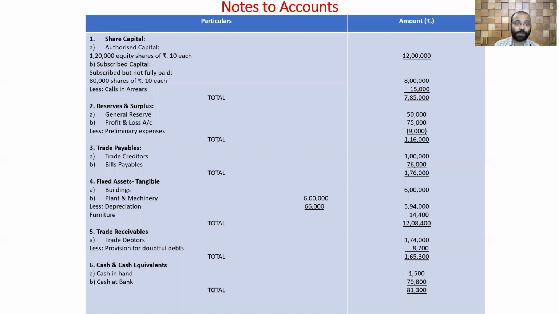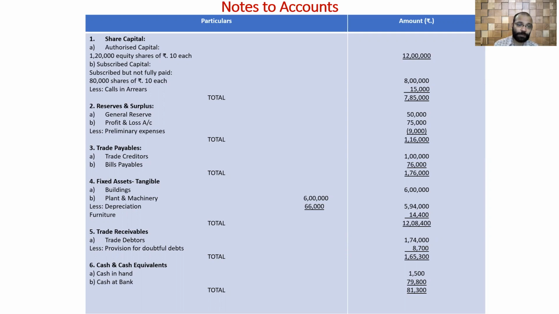Then we have fixed assets. So the liabilities items are completed. Now let's go to the asset items. So fixed assets, tangible items. If you see buildings, we have 6 lakhs already given in the question. Then plant and machinery less the depreciation, that is 6 lakhs minus 66,000, we get 5,94,000. Then we have furniture, which is already given in the question, 14,400. If you add up all these things, 6 lakhs plus 5,94,000 plus 14,400, we get 12 lakhs 8,400, which is the total of the fixed assets, tangible items.